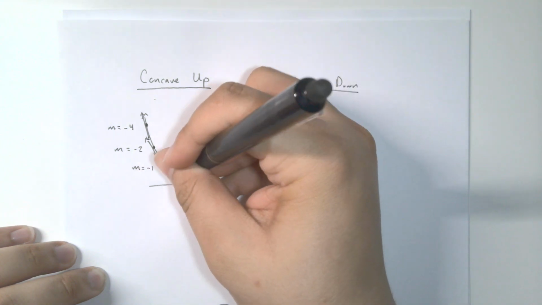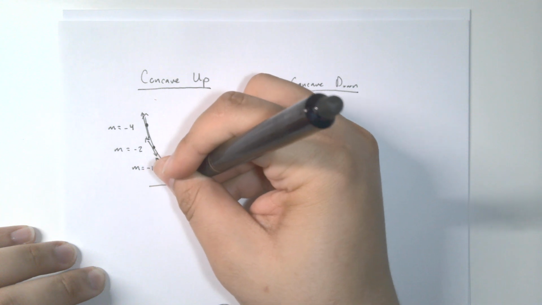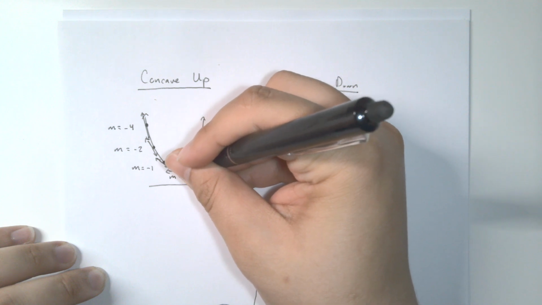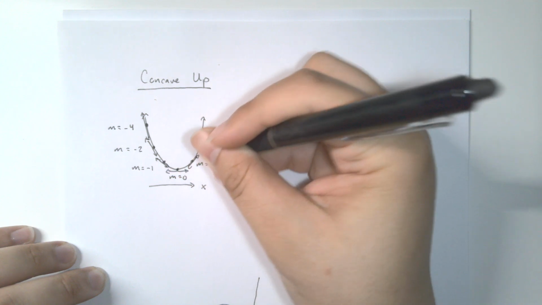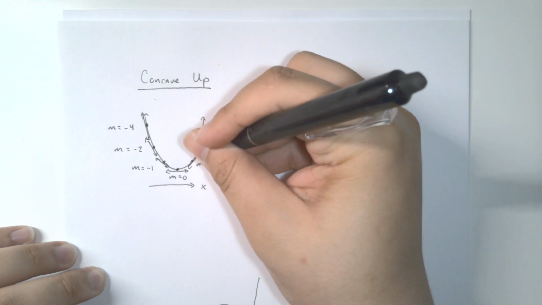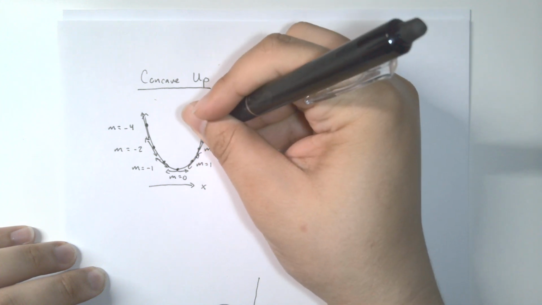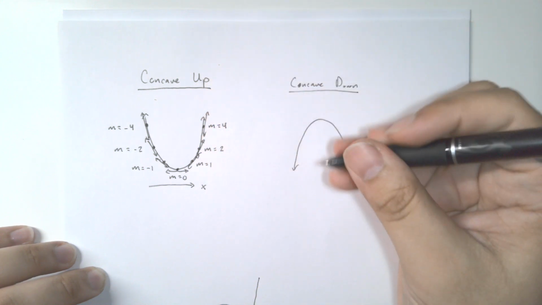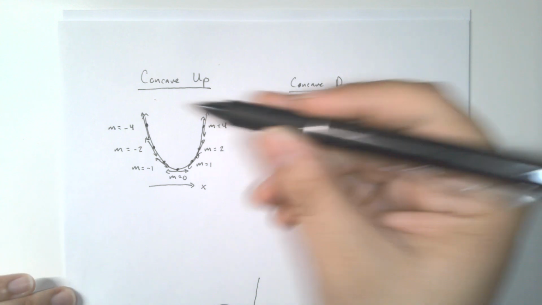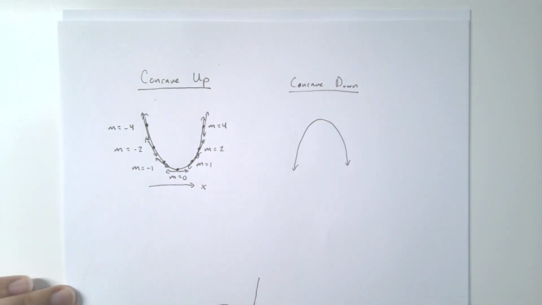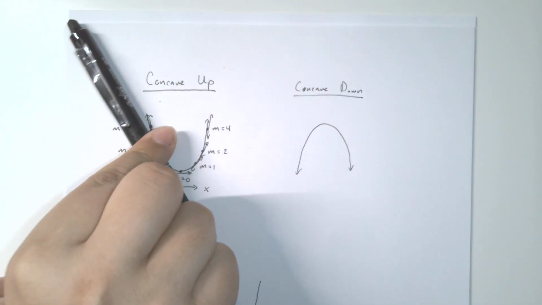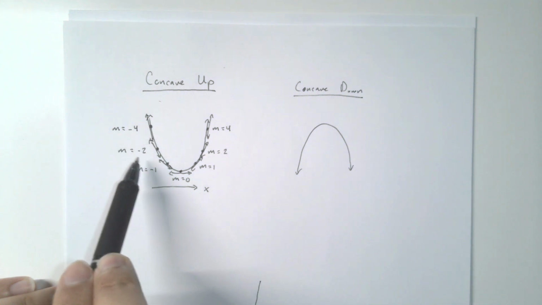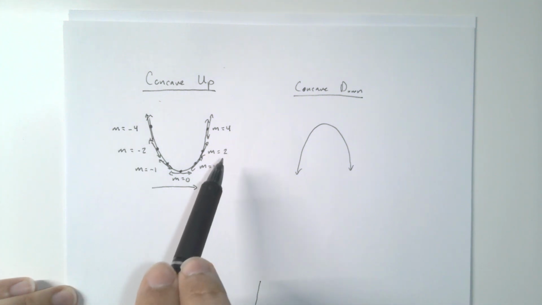And here at the bottom, now it's flat. We'd say m is equal to 0. It doesn't have any slope. And then, over here, now m is equal to +1. Over here, m is equal to +2. Over here, m is equal to +4. So, as we move in the positive x direction, the slope of our graph is increasing. It starts with a negative number, so -4, -2, -1, 0, 1, 2, 4.